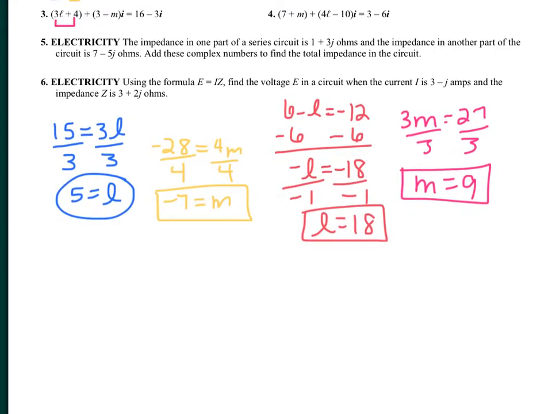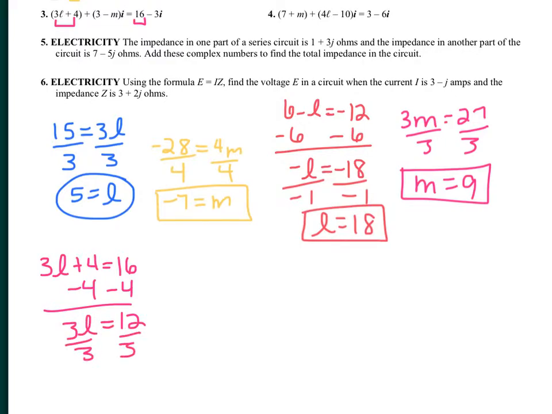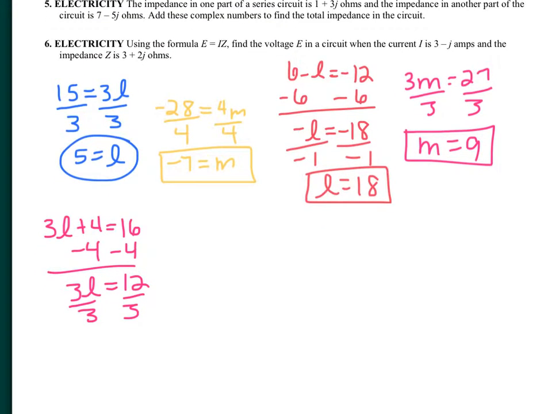Next one, real part equals real part. So we have 3L plus 4 has to equal 16. Because remember, they don't affect each other. That's why we can do this. Subtract 4 to get 12. 3L equals 12. Divide by 3. And that gives us L equal to 4.